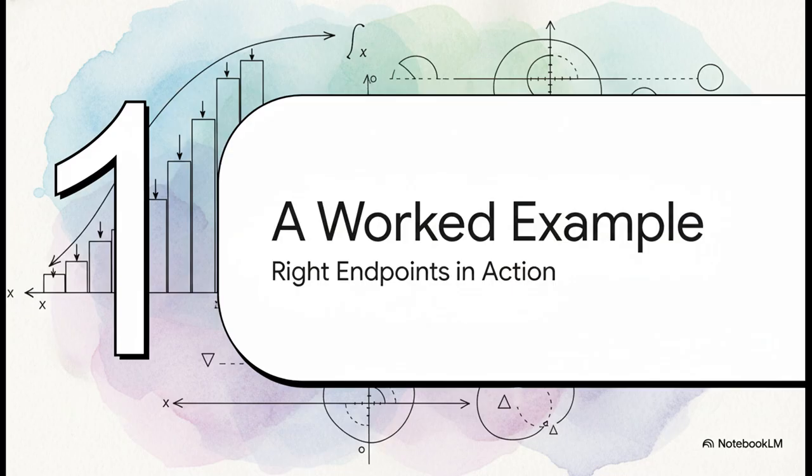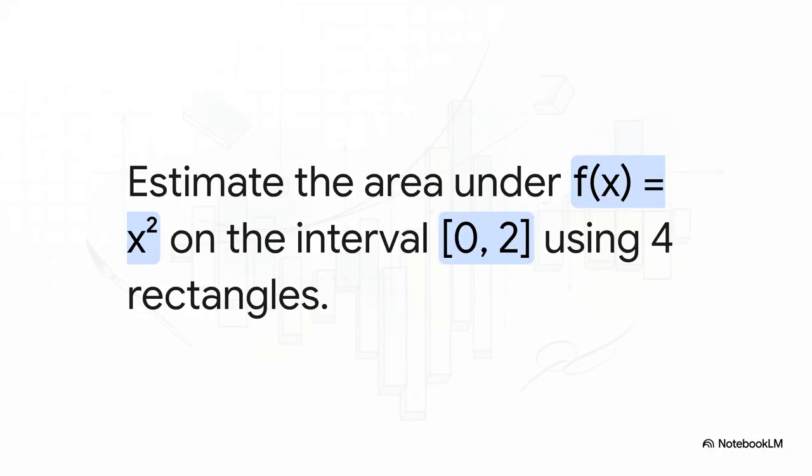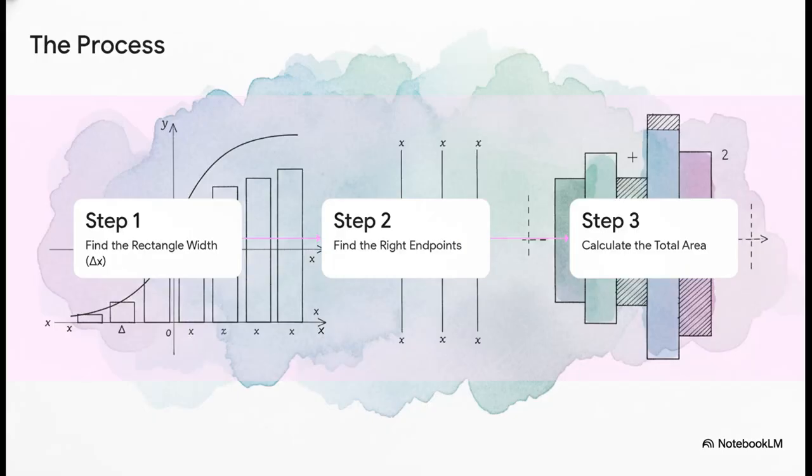Okay, let's dive into this with a real example. We're going to start by using what's called the right endpoint method. So here's our mission, should you choose to accept it. We need to estimate the area underneath the parabola f of x equals x squared, starting at x equals 0 and ending at x equals 2. And we're going to do it using just 4 rectangles. We can knock this out with a really clear, 3-step game plan.